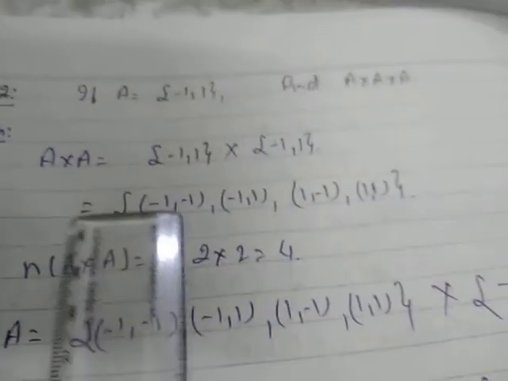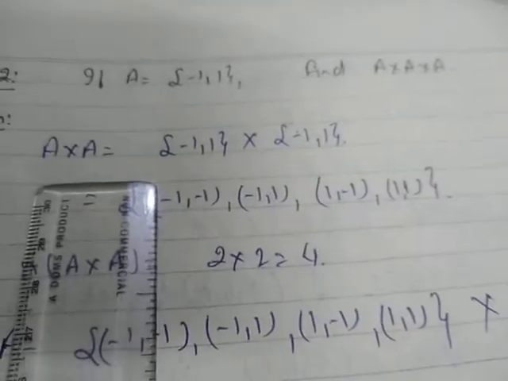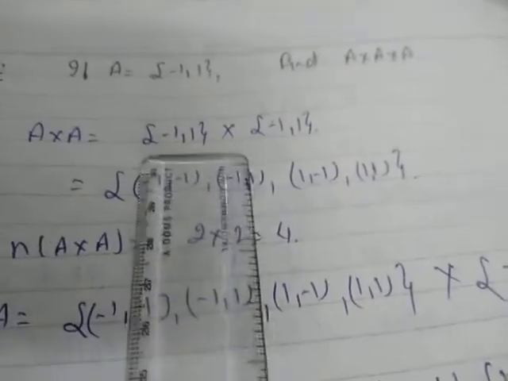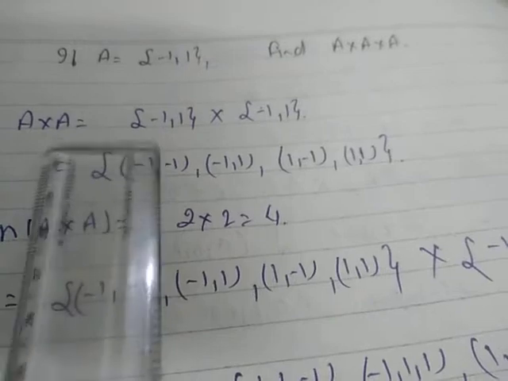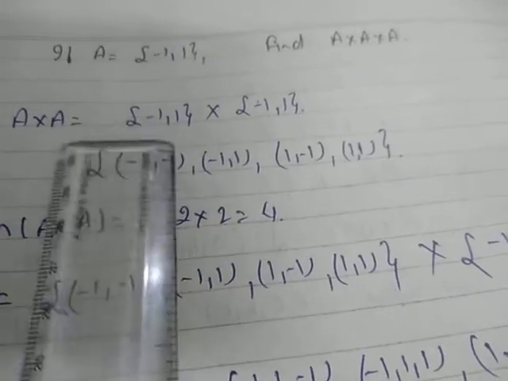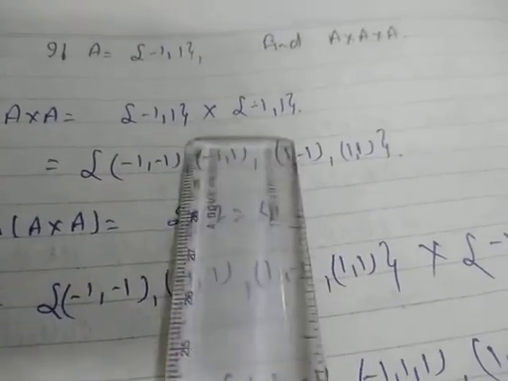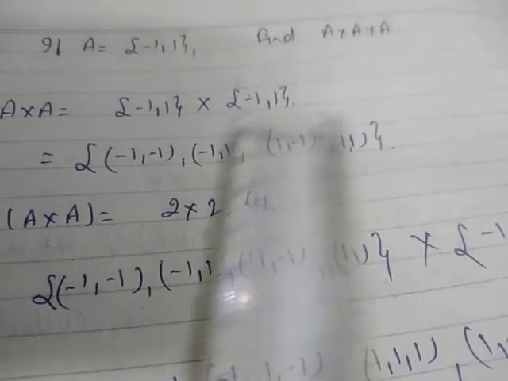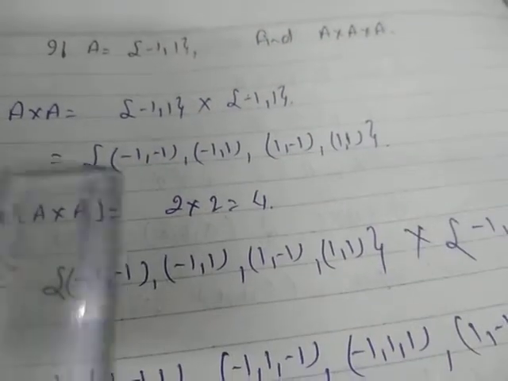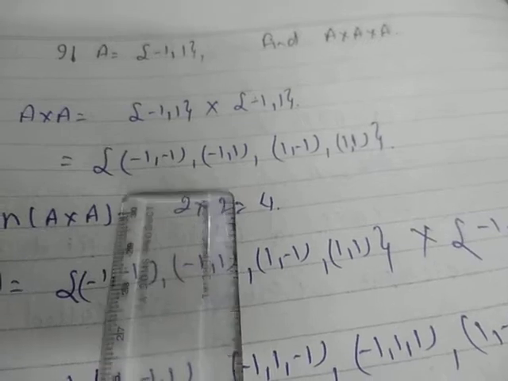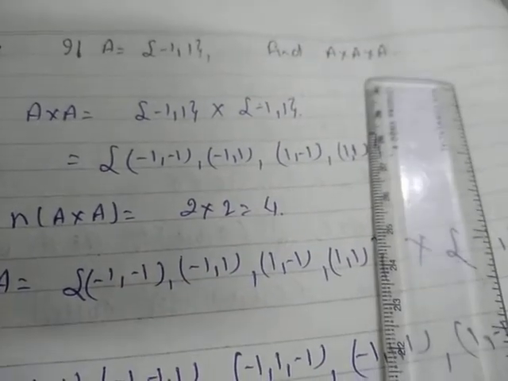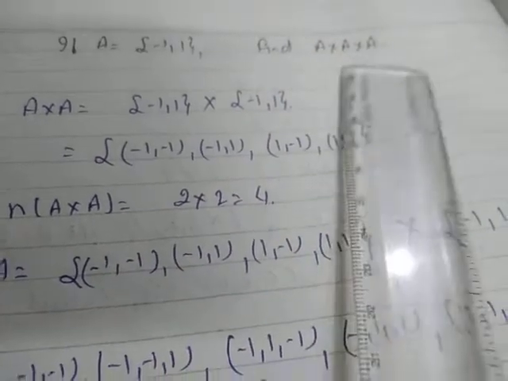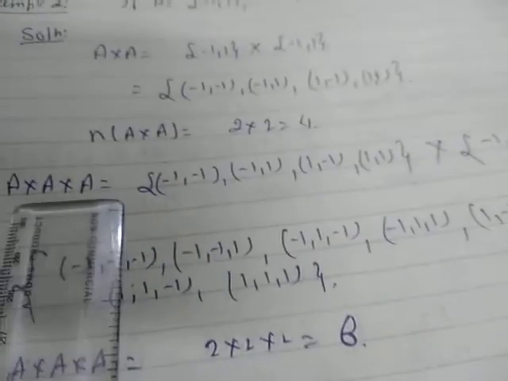First we need to find A cross A. A cross A is, this is A, cross product, then (-1, -1), (-1, 1), (1, -1) and (1, 1). Now A cross A is going to be multiplied by A again because we need to find the ordered triplet. Now A cross A cross A.